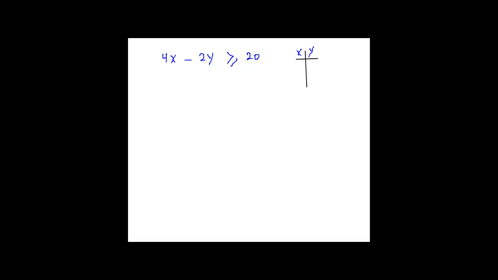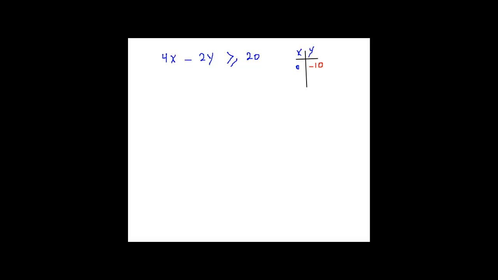If x is equal to 0, what is y, anyone? If x is equal to 0, y is equal to what? Negative 10. Very good. It's negative 10, because 20 over negative 2 is equal to negative 10. That's right. So that is your y-intercept. This is where your graph passes through the y-axis.